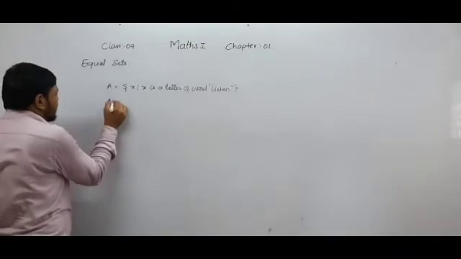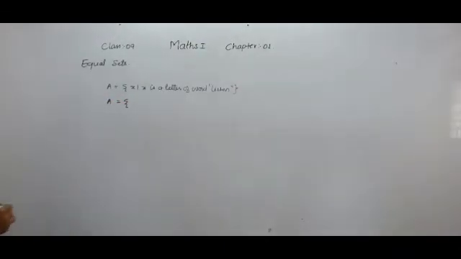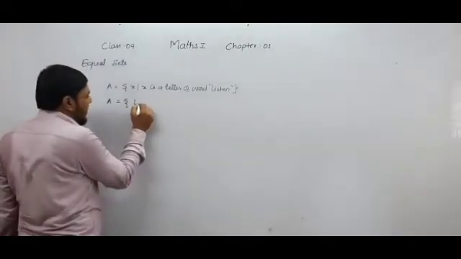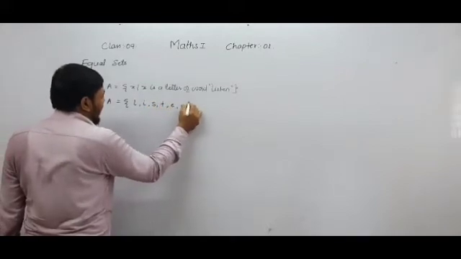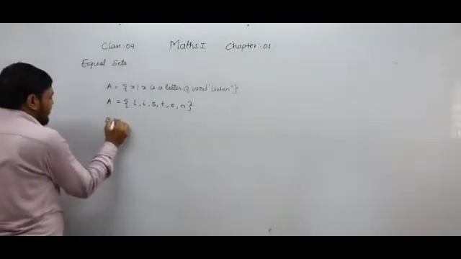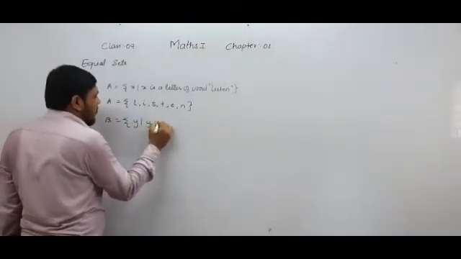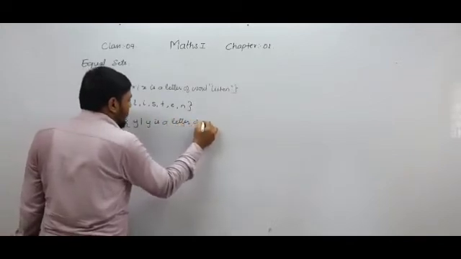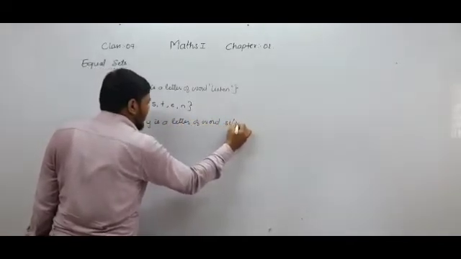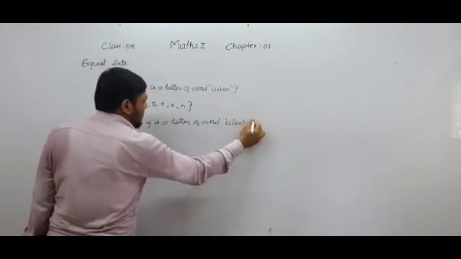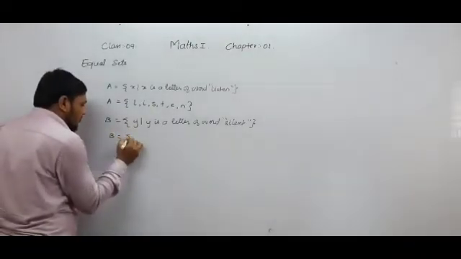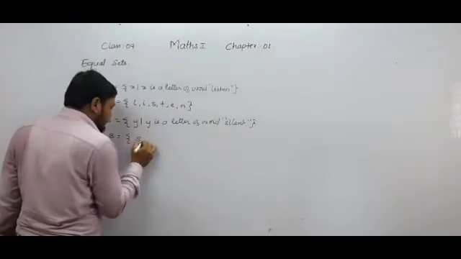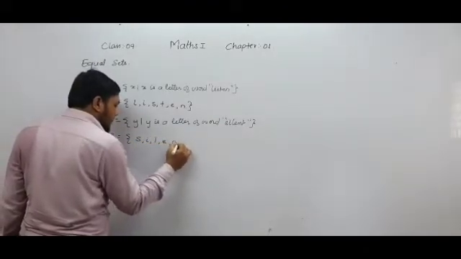So student, let us convert this set into listing method. The elements are letters of the word listen. So A is equal to L, I, S, T, E and N. Now consider the set B, y such that y is a letter of the word silent. Write the elements in listing method. So B is equal to S, I, L, E, N, T.